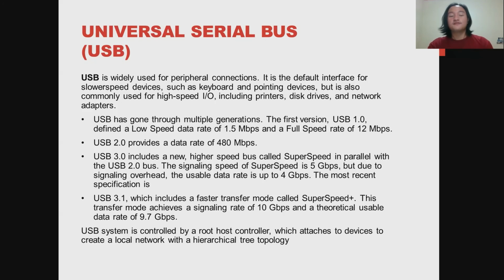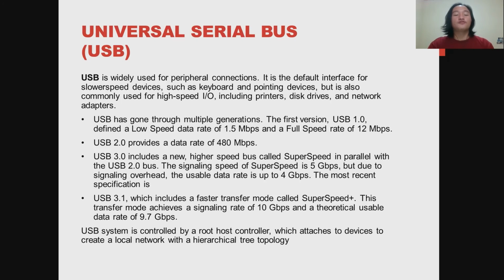The most recent specification is USB 3.1, which includes the faster transfer mode called SuperSpeed Plus. This transfer mode achieves a signaling rate of 10 gigabits per second and a theoretical usable data rate of 9.7 gigabits per second.